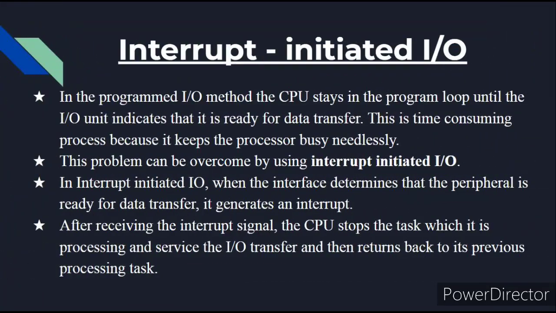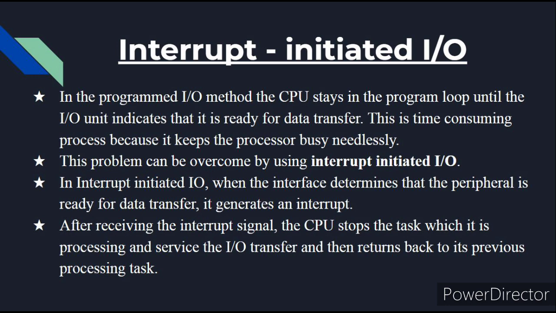Issues of the programmed I/O method can be avoided by using an interrupt facility and special commands to inform the interface to issue an interrupt signal when the data are available from the device. In this method, when the interface determines that the peripheral is ready for data transfer, it generates an interrupt. After receiving the interrupt signal, the CPU stops the task which it is processing, services the I/O transfer, and then returns to its previous processing task.